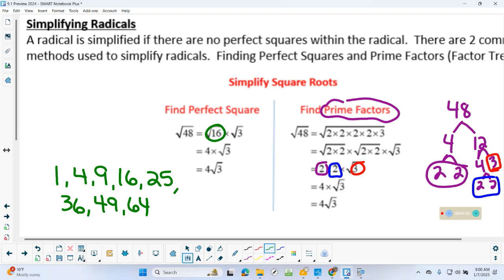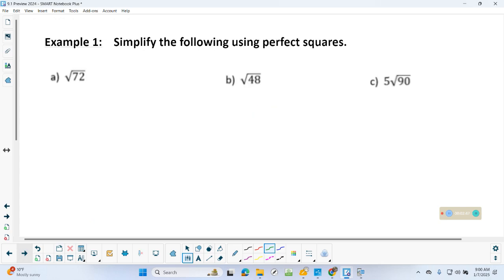All right. 36. Ooh, Tusky with the win. 36 goes into 72. How many times does 36 go into 72? Okay. So I'm going to click it here. I'm going to rewrite 72 as 36 times 2. And now, simple. The square root of 36 comes out nice. What is the square root of 36? 6. So my final answer is 6 square roots of 2.